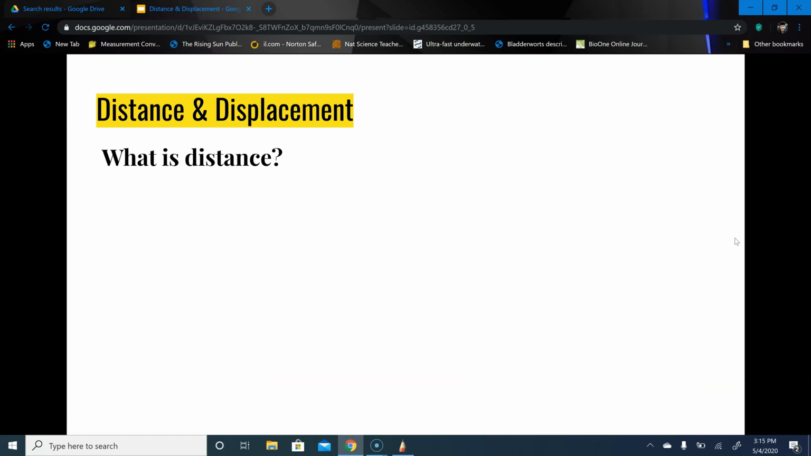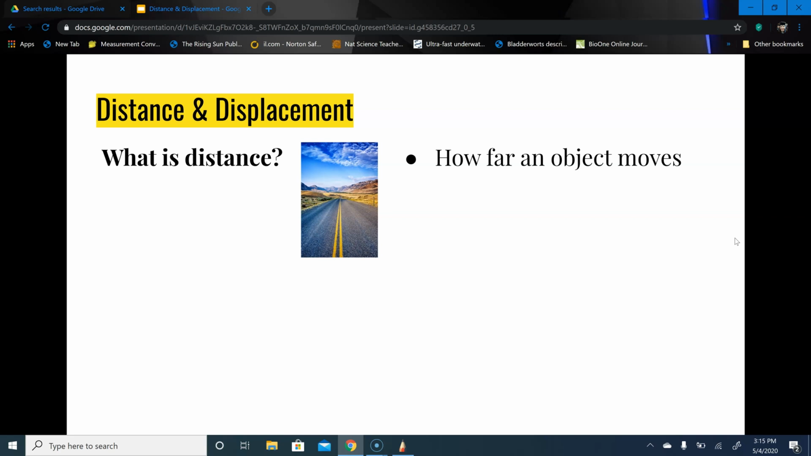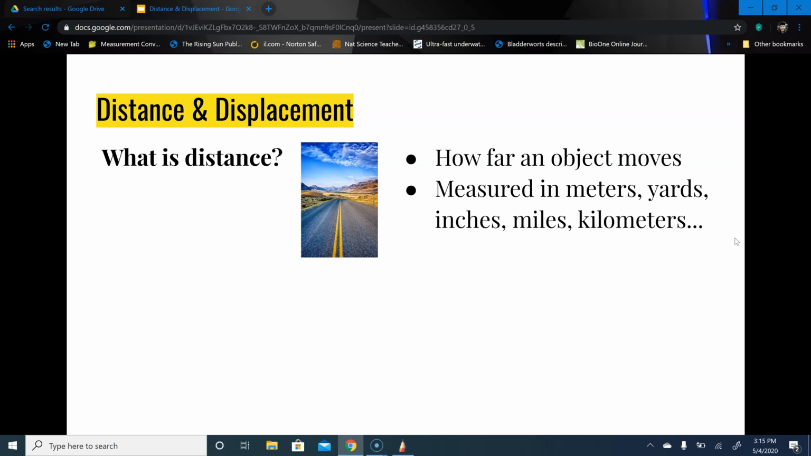Okay, so what exactly is distance? We use distance all the time in our everyday lives. We will talk about how far we ran. We will talk about how far it is when we're going on a trip to go to another state, those sorts of things. So distance is simply how far an object moves. And we're going to use many different units over a lifetime when we are measuring to find distance. We could use meters, preferably, yards, inches, miles are something that we use frequently, and kilometers.